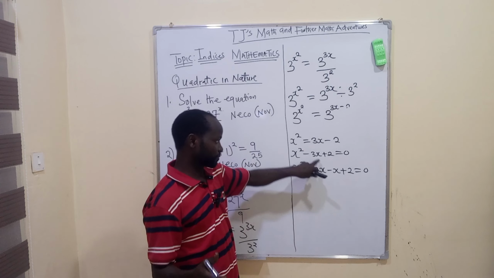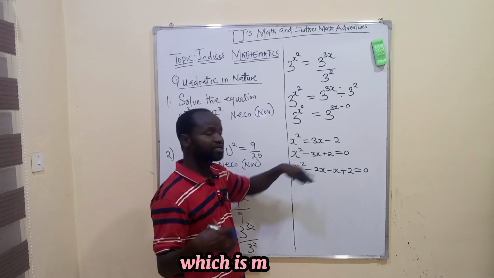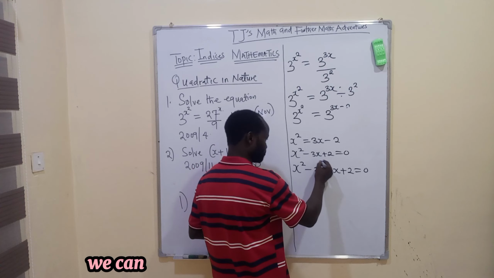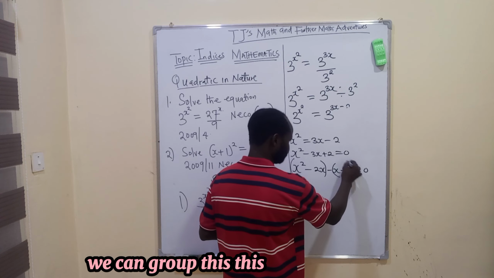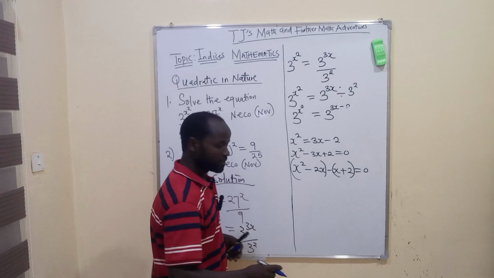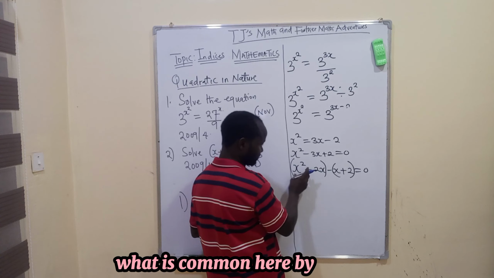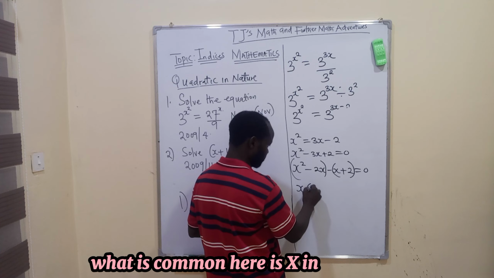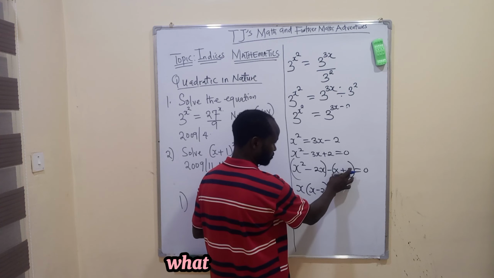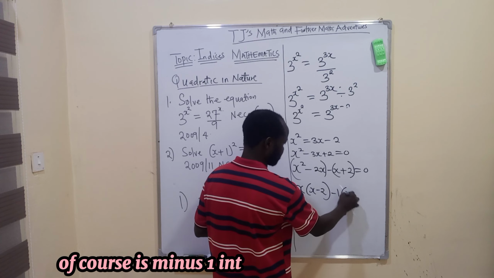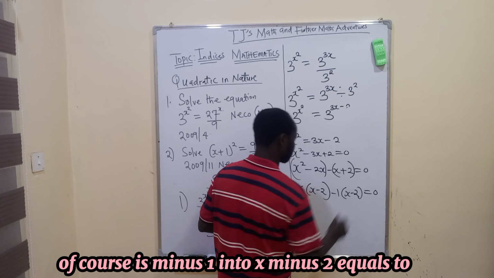So the 2 factors now will replace it with the middle term, which is minus 3x. So we can group this way and factor out. So what is common here? By factoring, what is common here is x into x minus 2. What is common here, of course, is minus 1 into x minus 2 equals to 0.